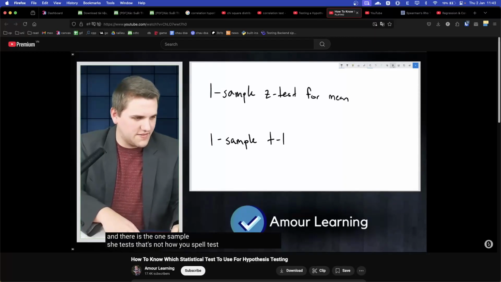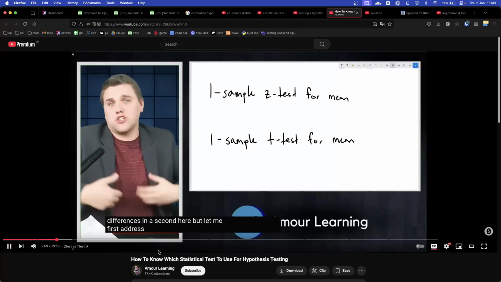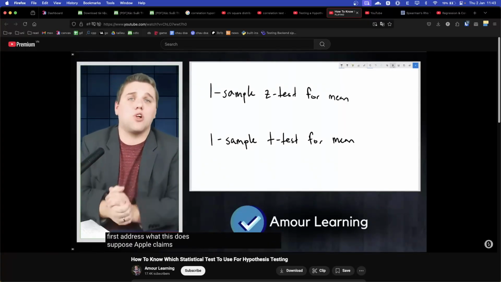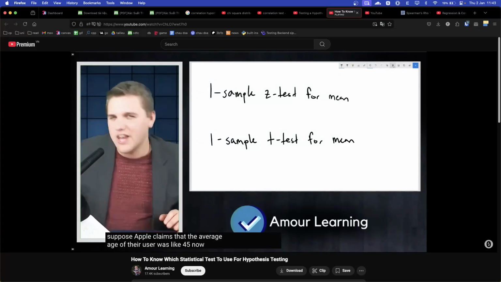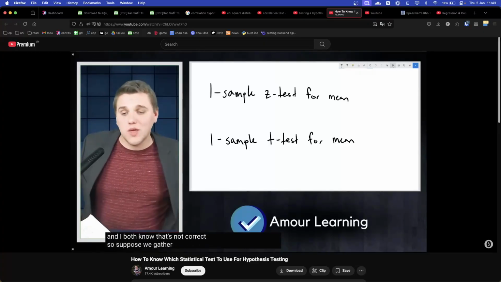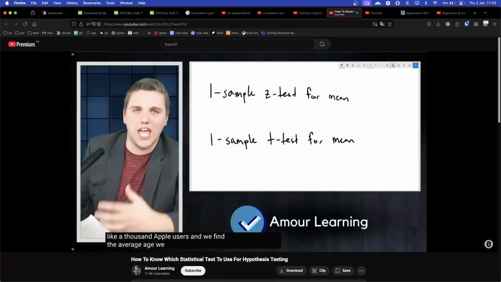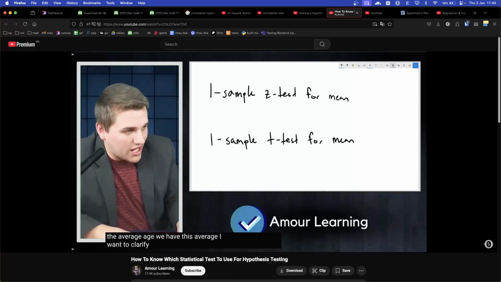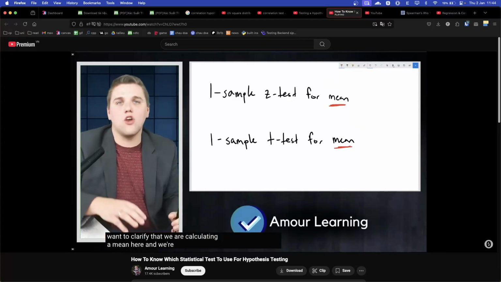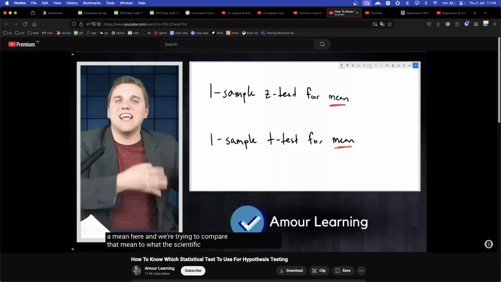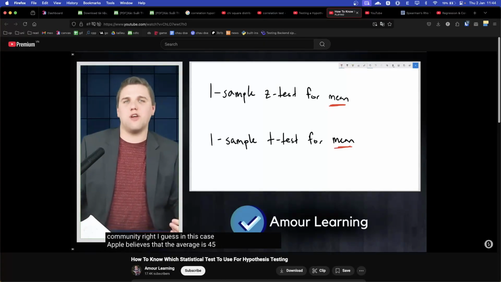That's not how you spell test. For the mean. I'm going to break down the differences in a second here, but let me first address what this does. Suppose Apple claims that the average age of their users is 45. Now, you and I both know that's not correct. So suppose we gather a sample of 1,000 Apple users and we find the average age. We have this average. I would want to clarify that we are calculating a mean here, and we're trying to compare that mean to what the scientific community believes. So the scientific community, or in this case Apple, believes that the average is 45. And we're trying to prove them wrong.